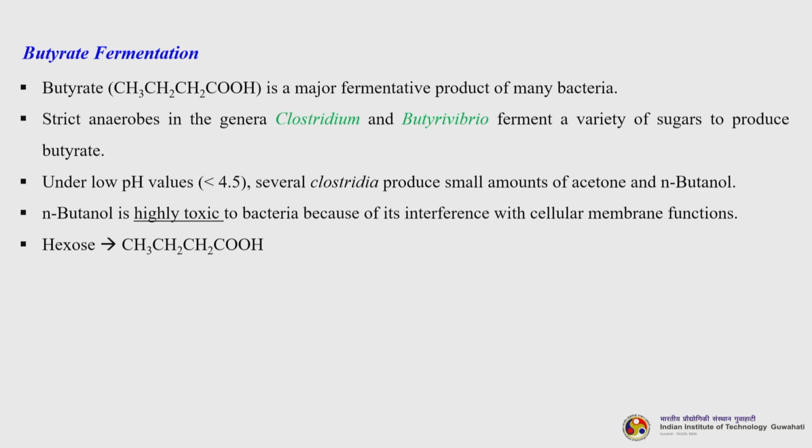Butyrate is a major fermentative product of many bacteria. Strict anaerobes in the genera of Clostridium and Butyrivibrio ferment a variety of sugars to produce butyrate. Under low pH values, almost less than 4.5, several Clostridia species produce small amounts of acetone and N-butanol. Now, N-butanol is highly toxic to bacteria because of its interference with the cellular membrane functions. So, the hexose is getting converted to butyrate.